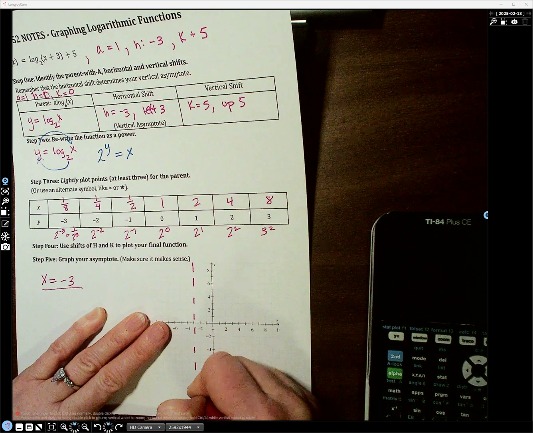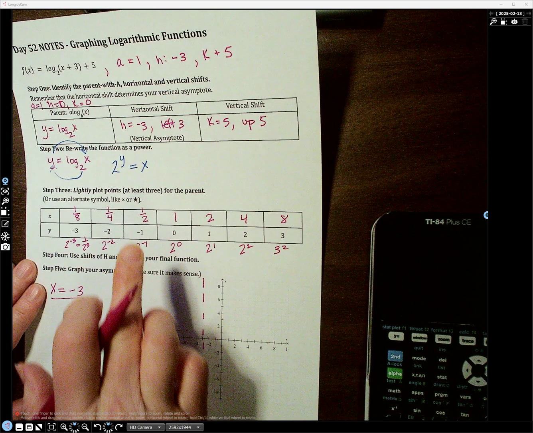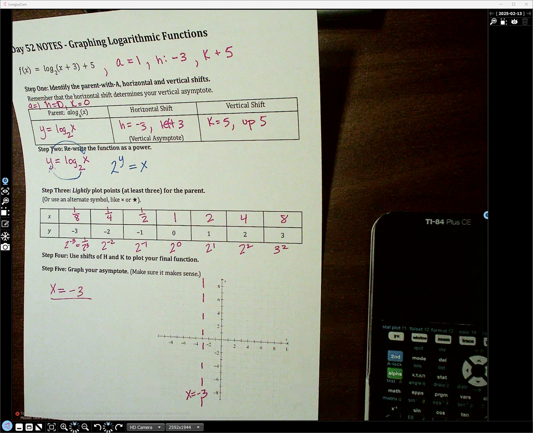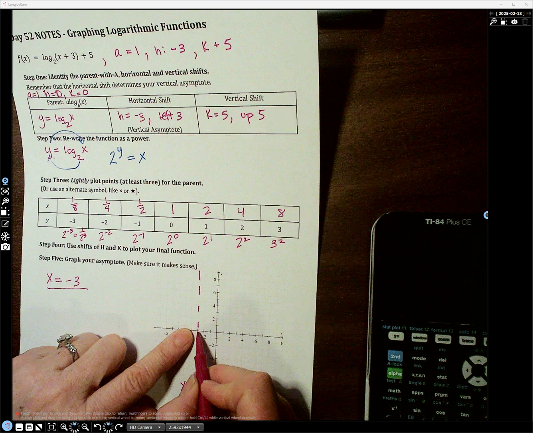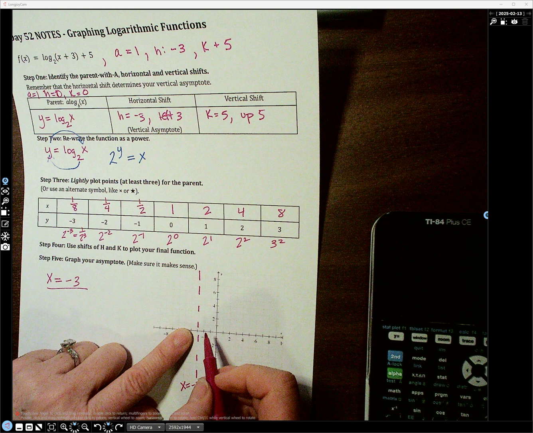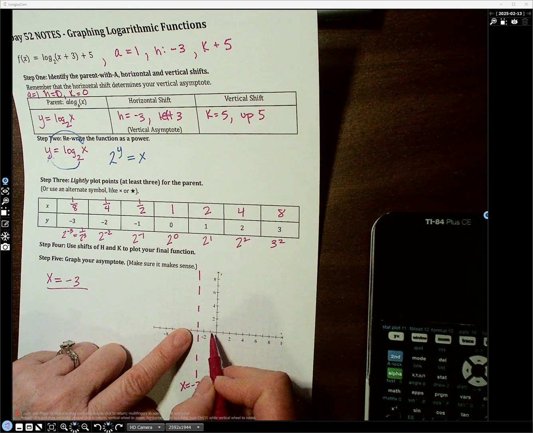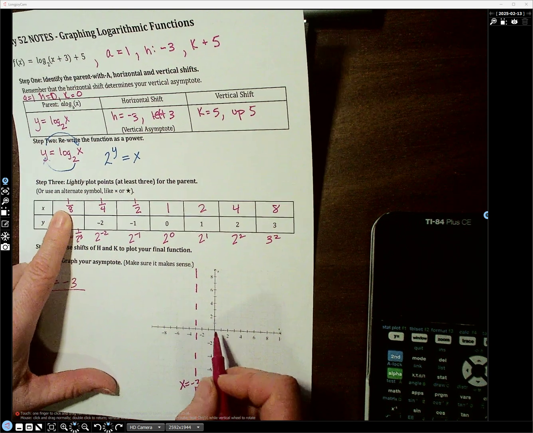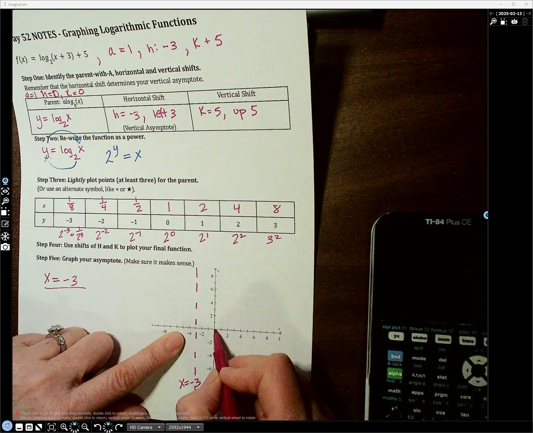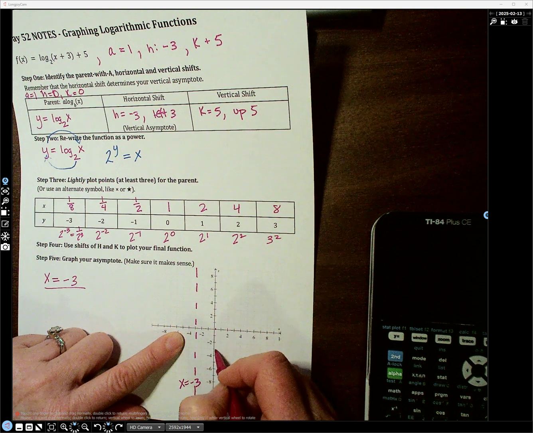And I'm going to label it x equals negative 3. And now I'm going to plot my points. Okay, again, this is the parent. I'll do it in pink. And I have negative 3. This point is x is 1/8. I was doing it backwards. Okay, x is 1/8. So here is x is 1/8, right? And then my graph is at negative 3. So that's going to be down here.